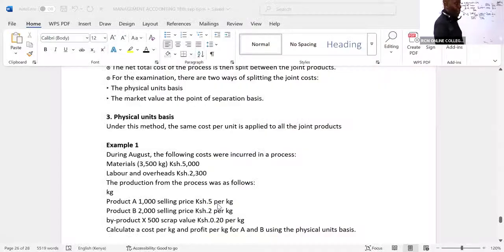So, selling price: I can see A is going for 5 bob. Then this other one is going for 2 bob. And then give me profit per unit.